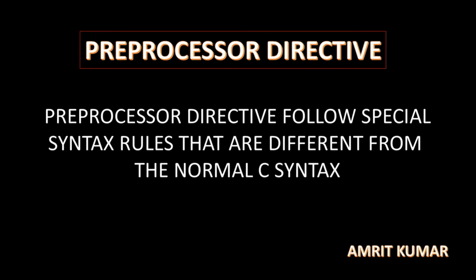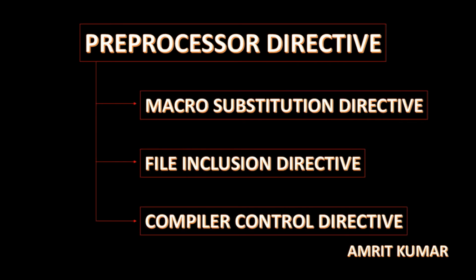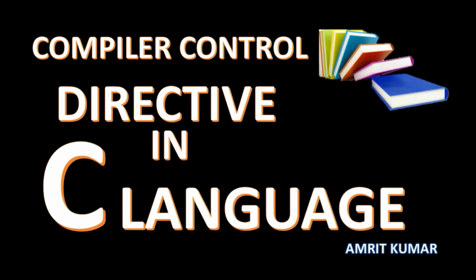So far we have studied that the preprocessor directive follows special syntax rules that are different from the normal C syntax. We have also studied that the preprocessor directive is classified into the macro substitution directive, file inclusion directive, and compiler control directive. Now in this video we are going to learn about the compiler control directive, because we have already learned about the macro substitution directive and the file inclusion directive in the previous lecture. So let's look at the compiler control directive.